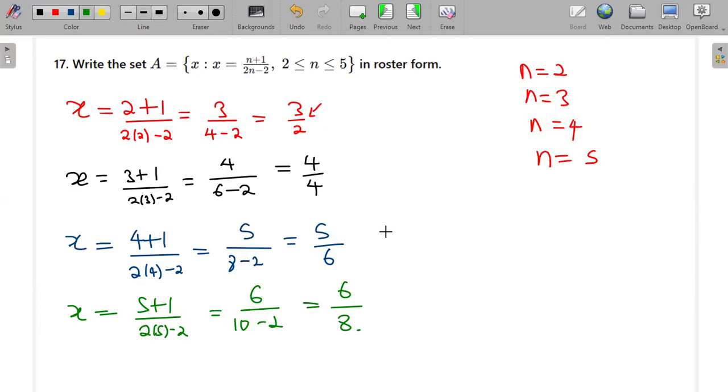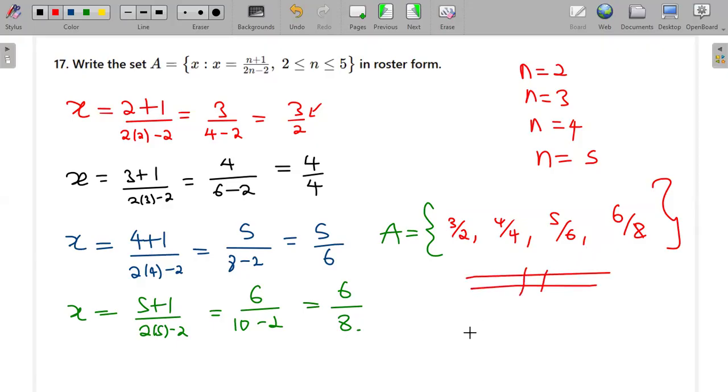Okay, so it means now we can write set A in roster form like this. It's going to be, the first one is 3 over 2, and then 4 over 4, and then 5 over 6, and then 6 over 8. Okay, so you can see that the numbers on top are increasing by 1, the numbers down are increasing by 2. So this here is my set A. Okay, so any questions there?